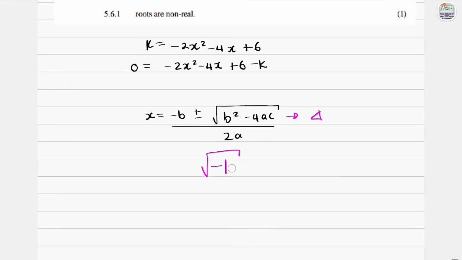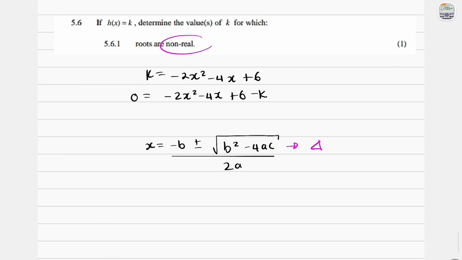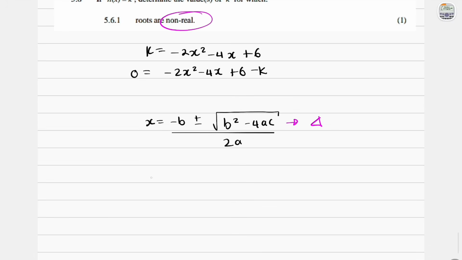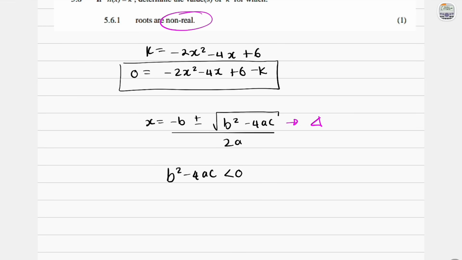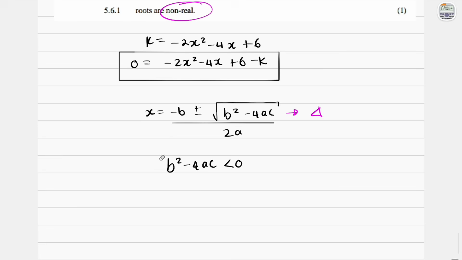being non-real. So the only way we can get non-real roots is if that discriminant, okay, b squared minus 4ac, is a value that is negative, in other words, less than 0. So we're going to take this equation, let's find out what a, b, and c are, and we're going to ensure that delta is less than 0.